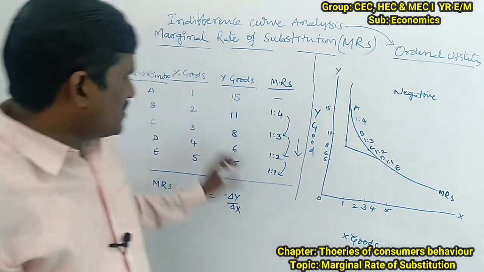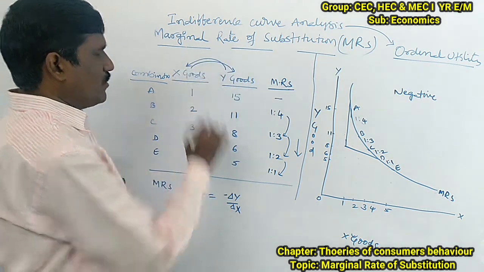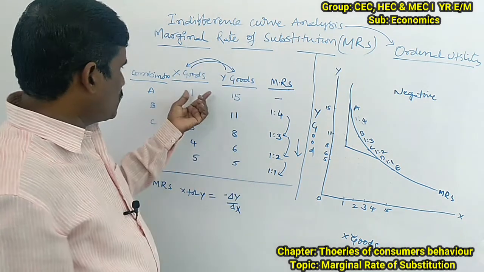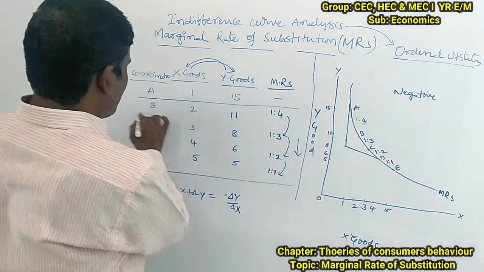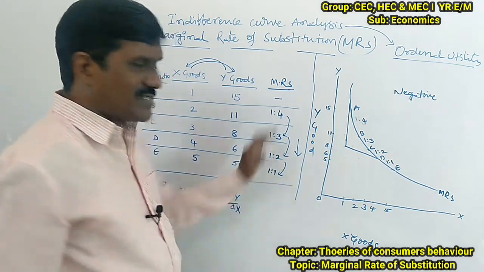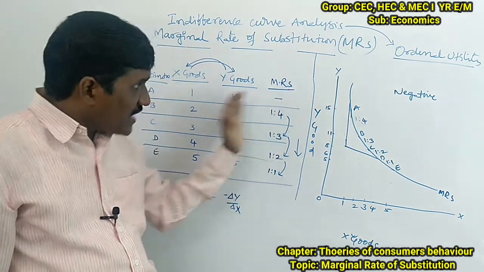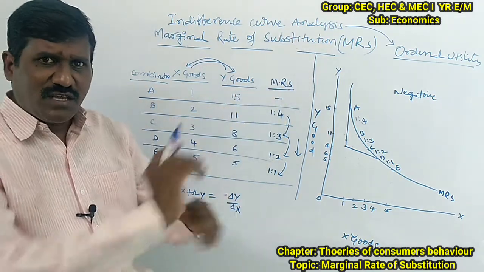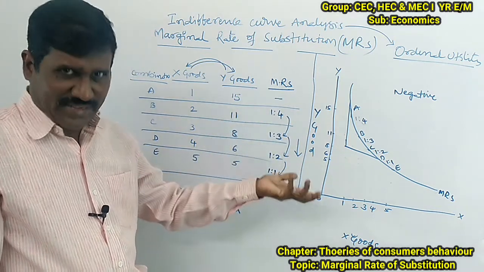So we discussed a comparison between the X and Y goods, the combination of two goods. Each and every row gives us the same satisfaction, but the marginal rate of substitution is Y substituting for X. Substitute means to change, to transfer one for another.